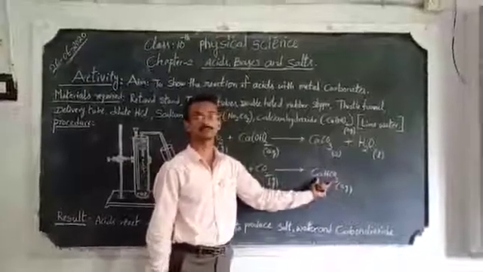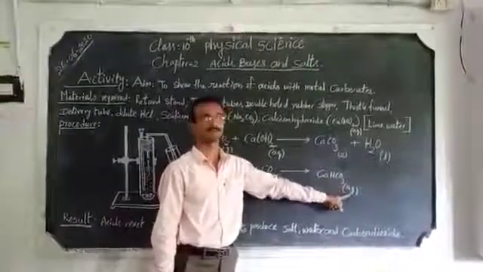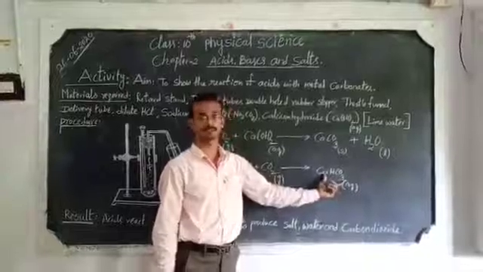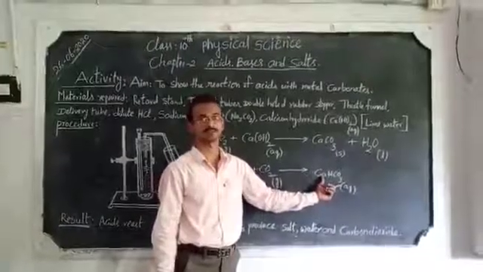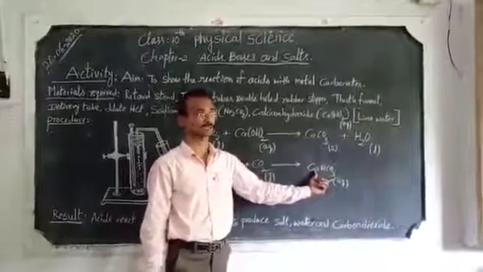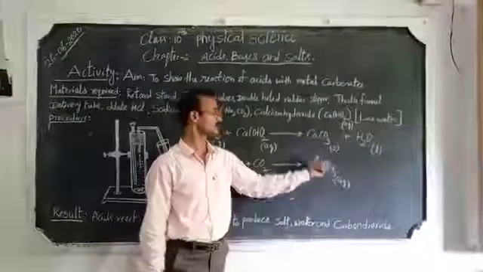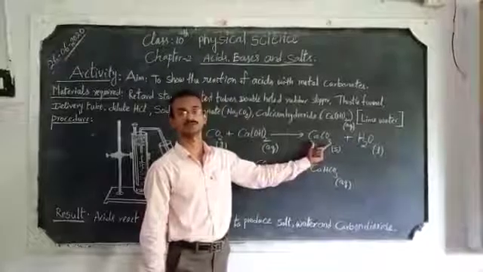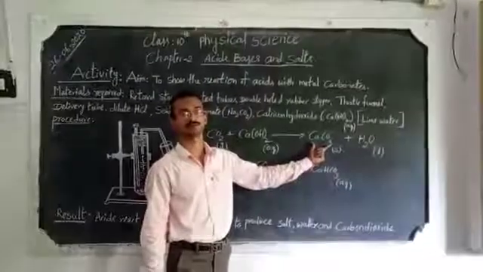The substance is calcium bicarbonate, which is dissolved in water. So we observe the formation of a colorless substance. We must take care whether we are passing carbon dioxide limitedly or excessively. So this is the reason for the white color formation in the lime water.